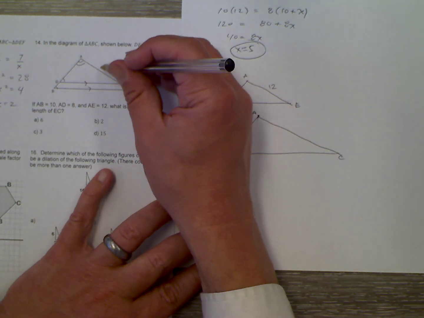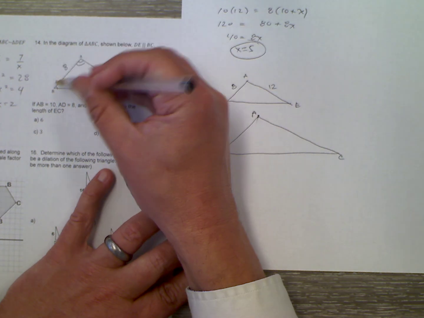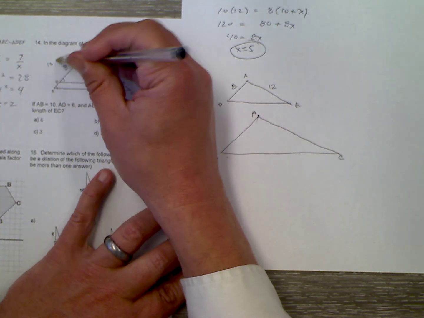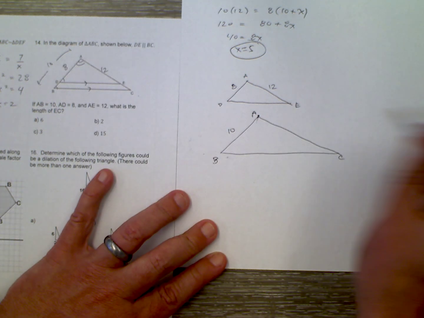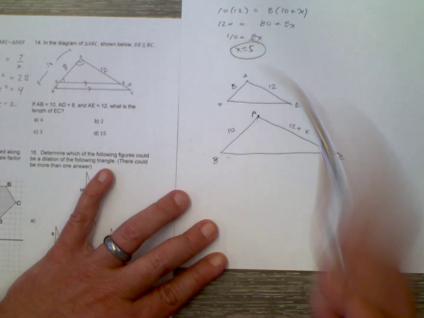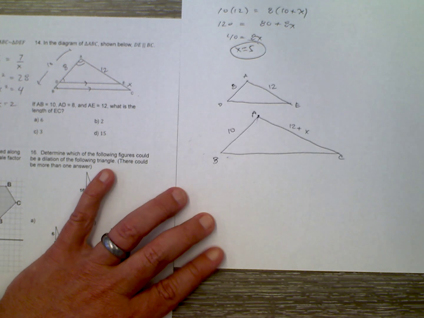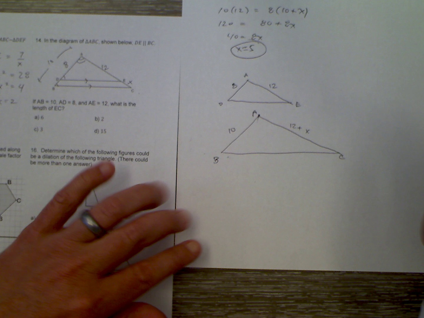So we got AE is 12. It says AD is 8, and then it gives AB is 10. That's that whole distance, so it's 10. And it wants to know EC. Okay, so that's 12 plus x, and that's going to be x. All right, there we go. So that's cool. Pretty straightforward proportion writing here.